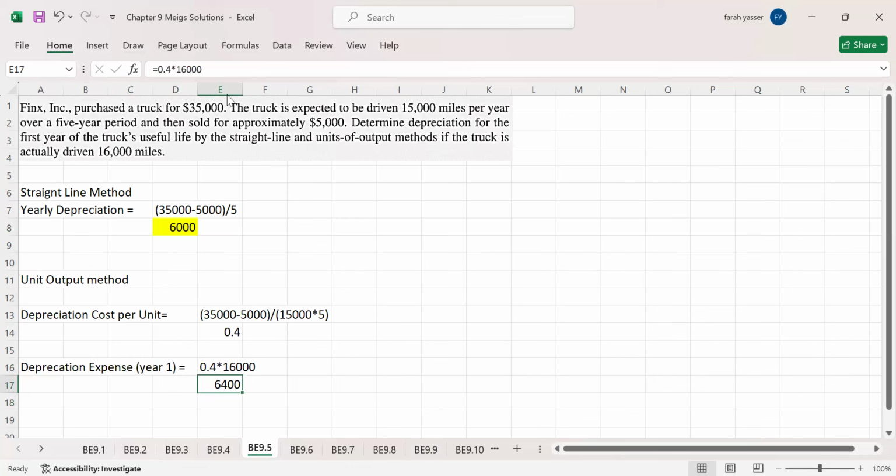6,400. So annual depreciation under the straight line method is 6,000 per year, whereas depreciation expense in year one under unit output is 6,400. In the straight line method, this 6,000 remains constant throughout the life of the asset, meaning 5 years, whereas this 6,400 is just for 1 year. The other years depend on the miles driven each year, but this per mile cost would remain the same throughout the life of the asset.